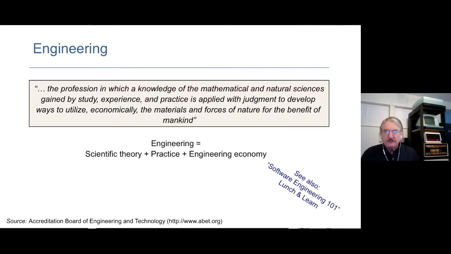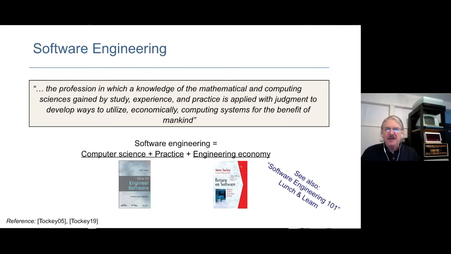Okay. And so if I use that again as a basis, then it should follow that software engineering could and should be defined as, quote, the profession in which a knowledge of the mathematical and computing sciences gained by study, experience, and practice is applied with judgment to develop ways to utilize economically computing systems for the benefit of mankind. And so software engineering in equation form should then be computer science plus practice plus engineering economy.